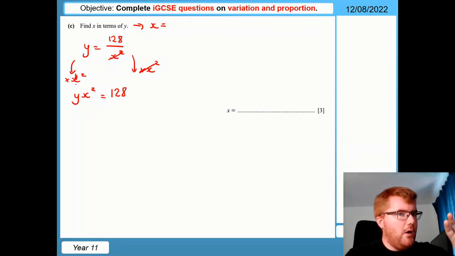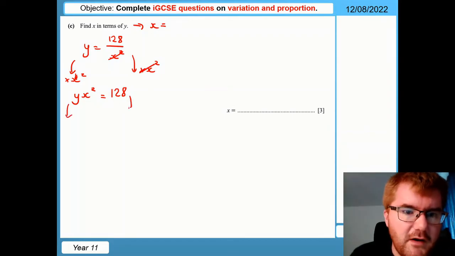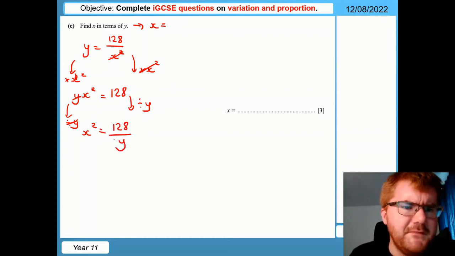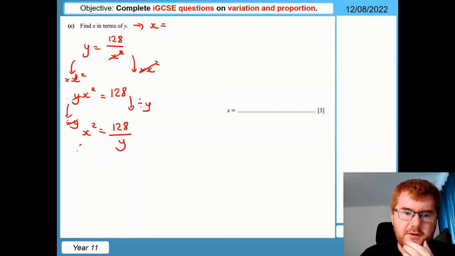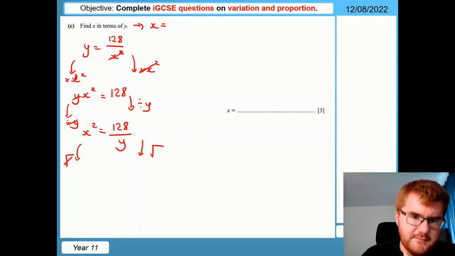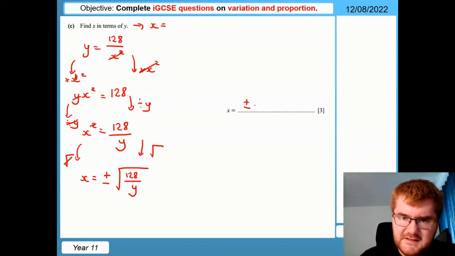Notice the parallels between what I did in question B and what I'm doing here as well. So now we want to get rid of the y, kind of irritating. So you want to divide by y on both sides. This cancels, then we get x squared is equal to 128 over y. Don't worry if you get to this step straight away, that's also fine too. And now we need to square root both sides, parallel to question B. So we're going to square root both sides. This cancels, we get x equals, don't forget the plus minus, talked about that in the previous question, square root of 128 over y. So to write that in as our final answer.